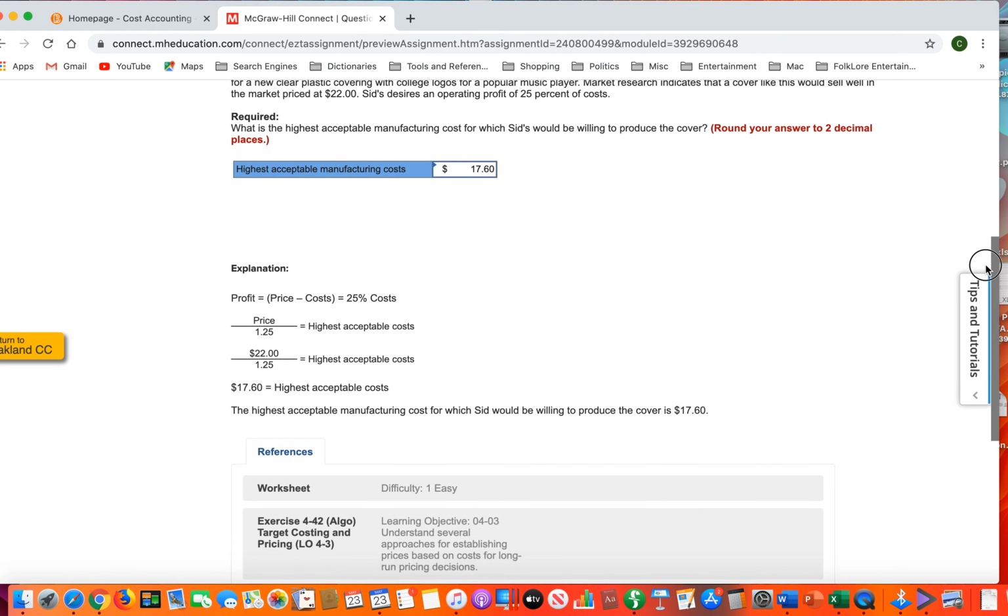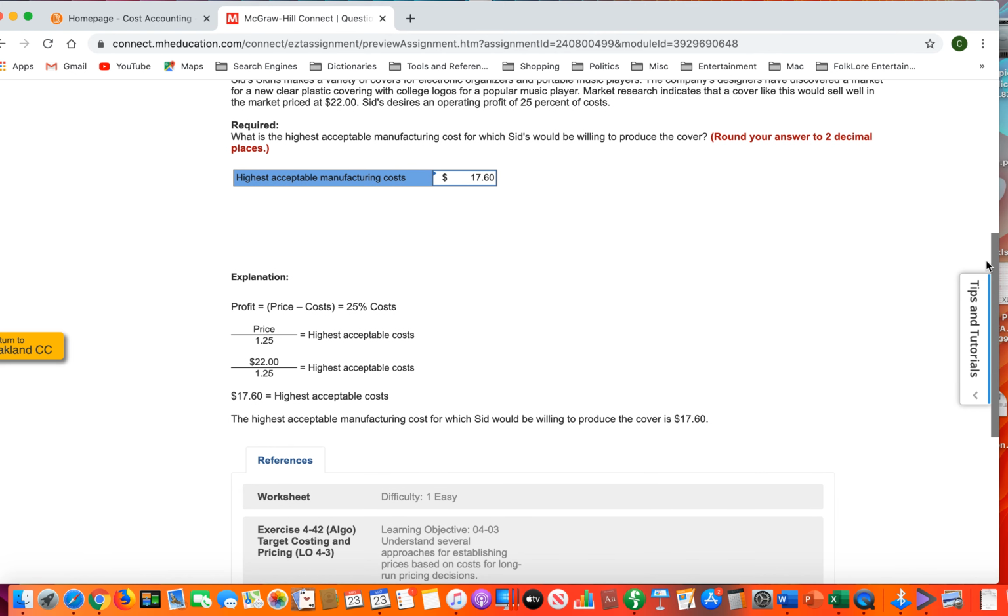Now they went straight to it. They just took the price and divided it by 1.25. But I had to do it algebraically so as to make sense to me and hopefully to you. You start off with the equation, and I don't know how well you guys did in algebra, but this is very, very basic. You have to be able to write it algebraically. $22 minus 0.25x equals x, and then you solve for x, which is $17.60. Okay.